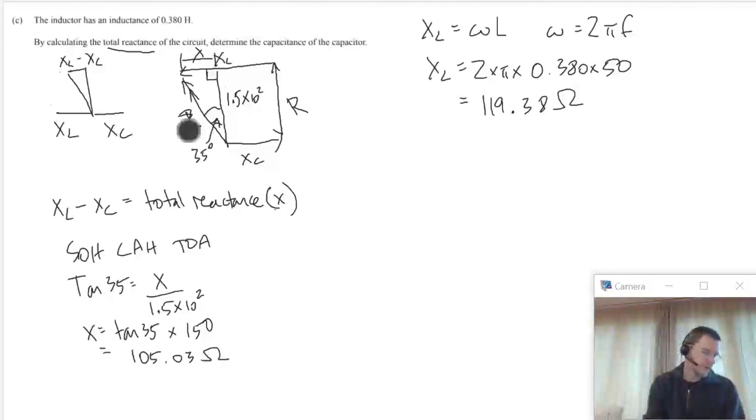We wanted a similar thing. Now we've got the inductor reactance. We can work out the capacitor reactance by using this formula here. So we've got that XL minus XC equals 105.03, and we now know that XL is 119.38.